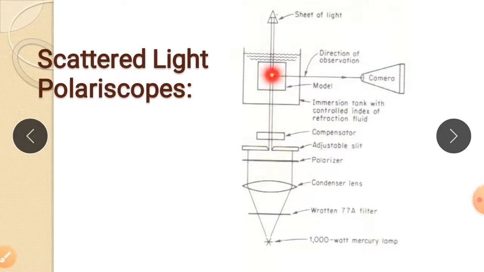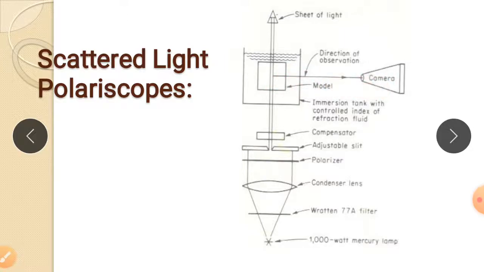Whatever light falls on the model here will be scattered. Okay, scattering is a phenomenon: when light hits any particle, it gets scattered. That scattered light is what is considered for the analysis here.